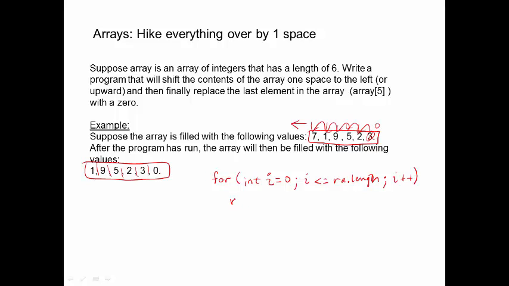What we'll do to hike everybody over, we'll take array[i] and replace his contents with the guy that's right next to him, which will be simply array[i+1]. So we're hoping the for loop will go ahead and do all of that. So after we're all done, what we want is to replace the last element in the array, which would be array[array.length - 1], with a 0. Okay, so what am I doing wrong?